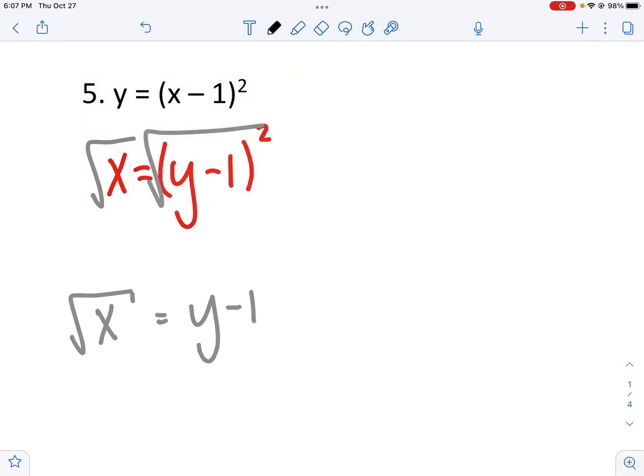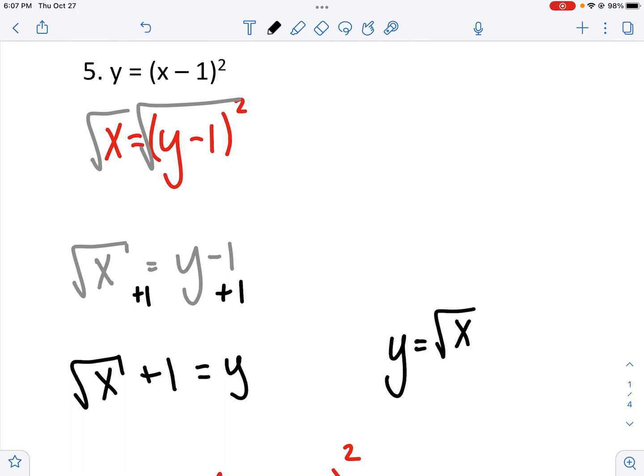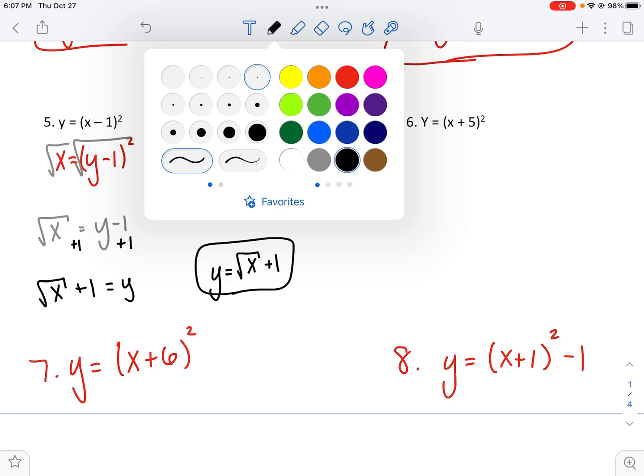Okay. And if you're going to make a mistake, this is typically the spot where students will make a mistake. That negative 1 is not underneath any radical. So when I move that over, I cannot put that underneath the radical. That positive 1 on the other side has to stay outside of the radical. And I would get the square root of x, and then plus 1 outside the radical. Same thing on number 6.